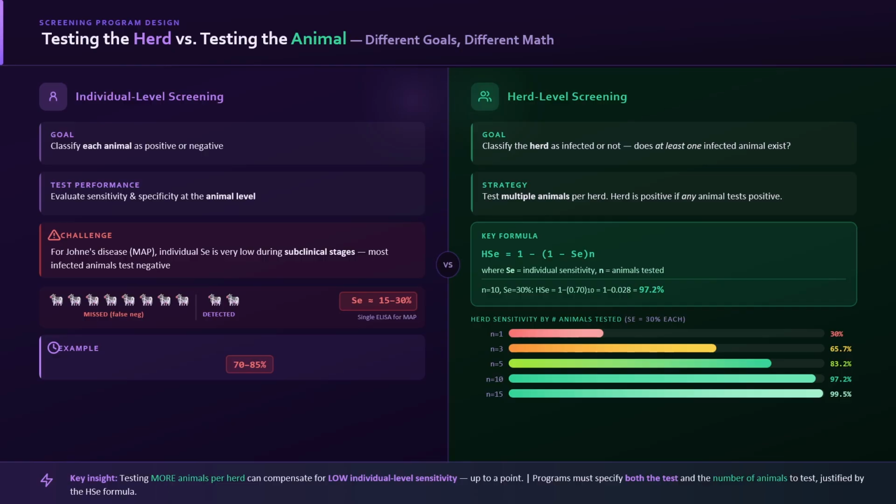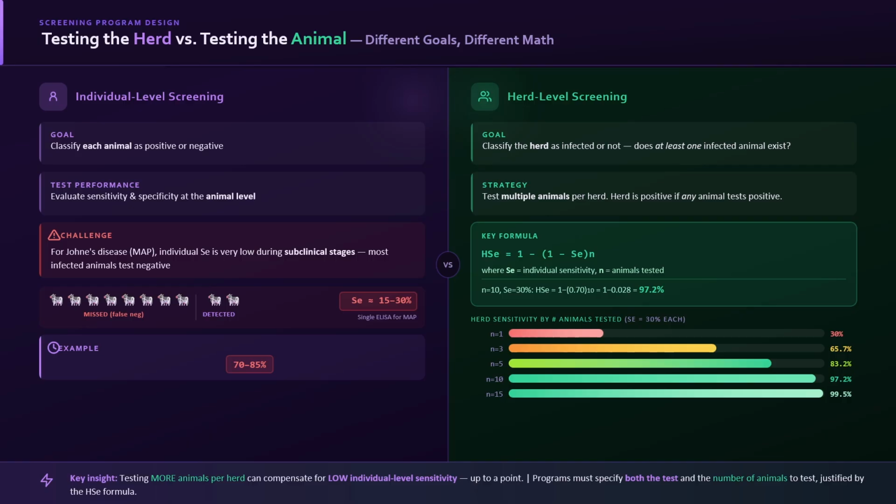But a huge amount of veterinary screening asks a different question entirely. Is this herd infected? Those are two different goals, and they come with two different sets of math. Individual level screening classifies each animal as positive or negative, and you judge it on animal level sensitivity and specificity. The catch is that for some diseases, that sensitivity is brutal.